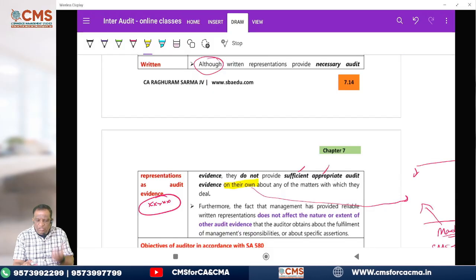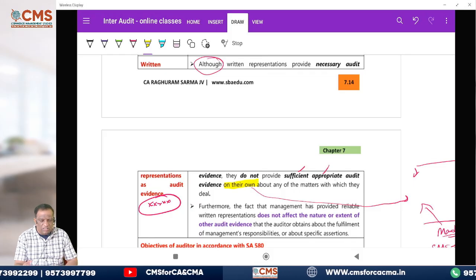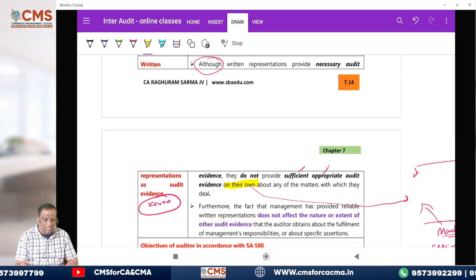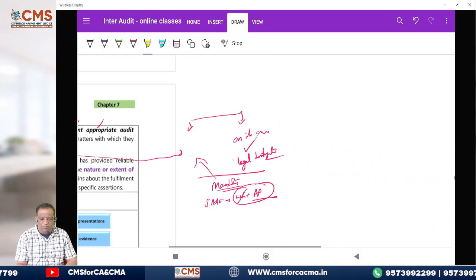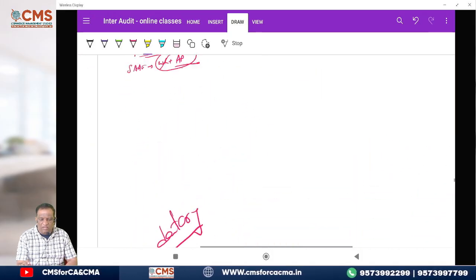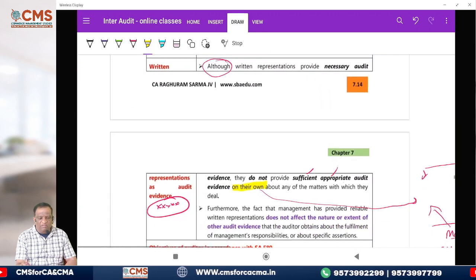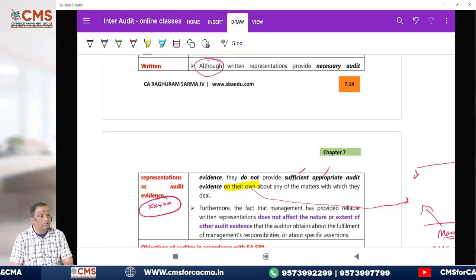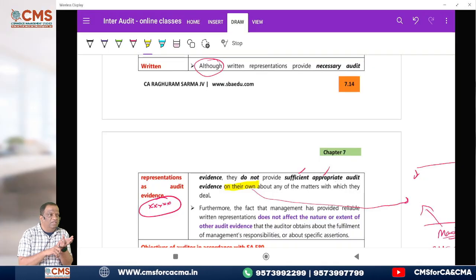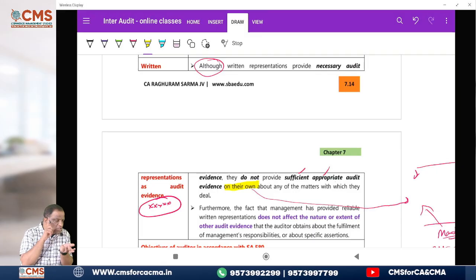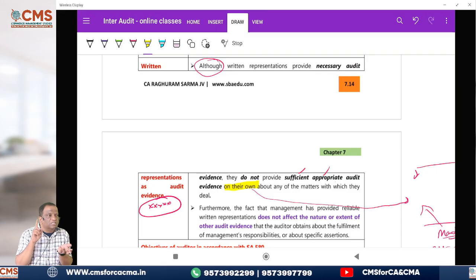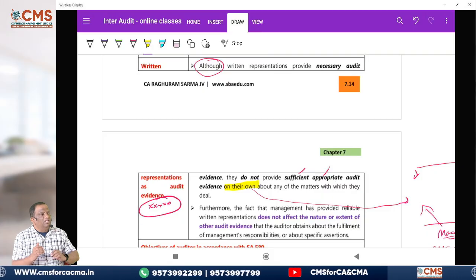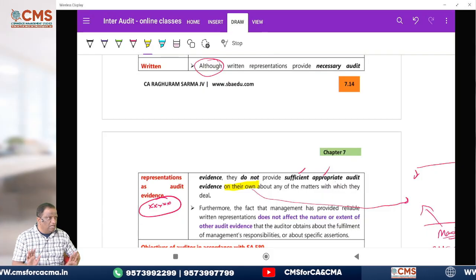Then, can you use this written representation as audit evidence? Will it serve as SAAE, sufficient and appropriate audit evidence? It's a simple one. Maybe that diagram didn't come, but doesn't matter. I will explain. Can I use written representations as sufficient appropriate audit evidence? That would depend upon whether alternate procedures are possible or not. If alternate procedures are possible, me taking only written representation is not acceptable as sole audit evidence.